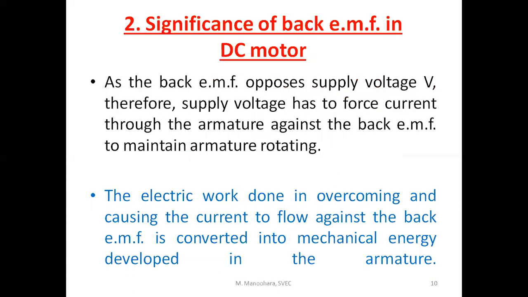Coming to second topic, significance of back EMF in DC motor. So back EMF value is always less than the supply voltage, and back EMF always opposes the supply voltage. Even though current will flow from supply to armature, due to flow of this current in armature, torque will produce. Due to this torque, rotor starts rotating. So even though back EMF opposes the supply voltage, still current is flowing through the armature.